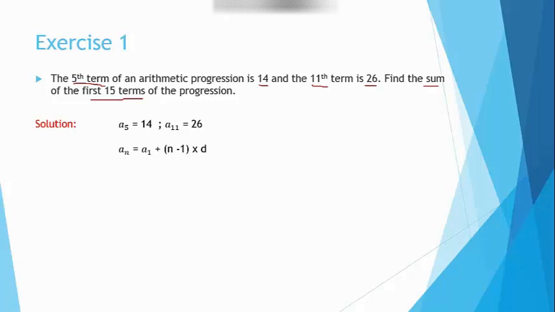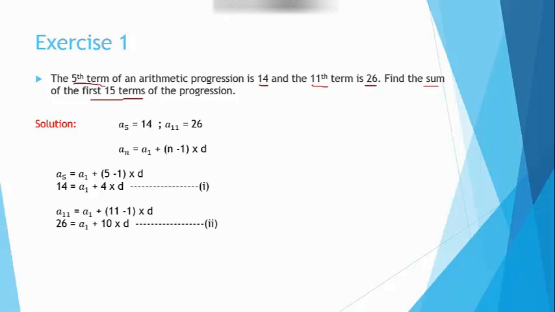An equals a1 plus (n−1) times d. By substituting for the fifth term, we get a5 equals a1 plus (5−1) times d, which gives 14 equals a1 plus 4d. That is the first equation. Now if we make another equation for the 11th term, a11 equals a1 plus (11−1) times d, so 26 equals a1 plus 10d, which is the second equation.